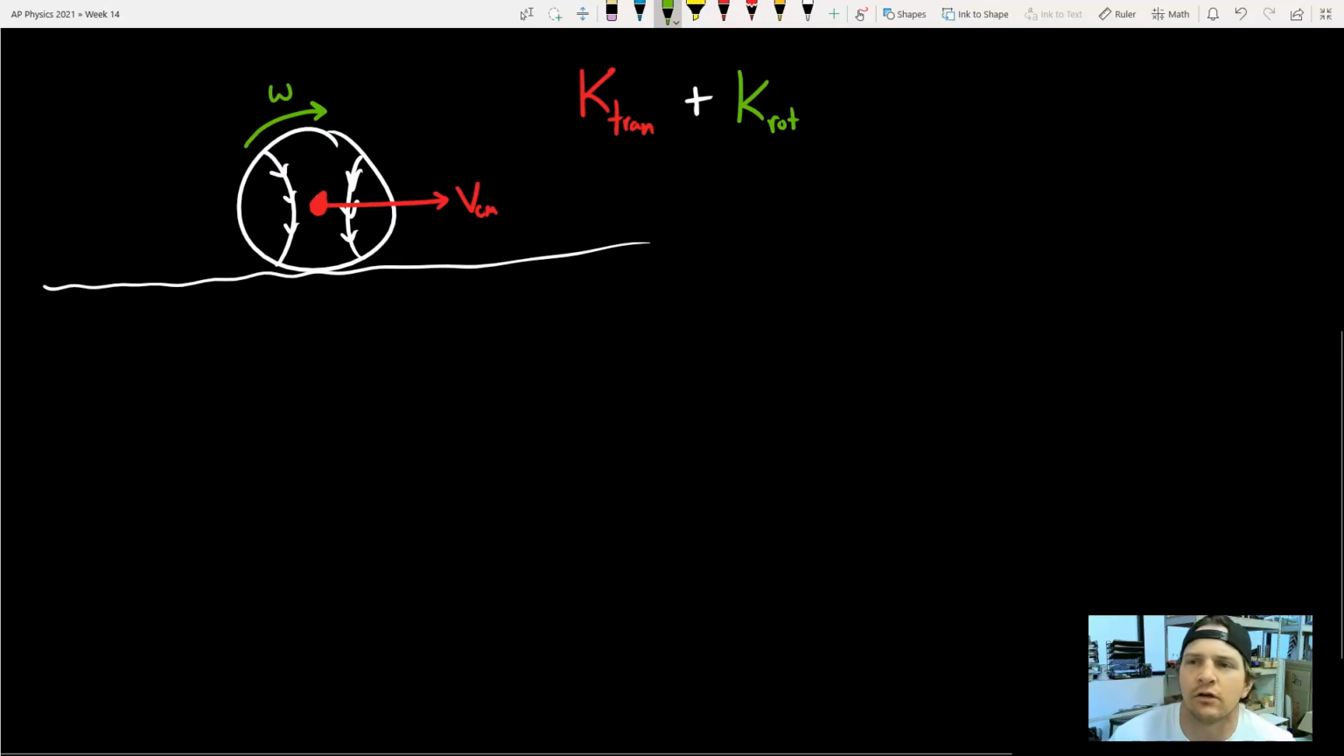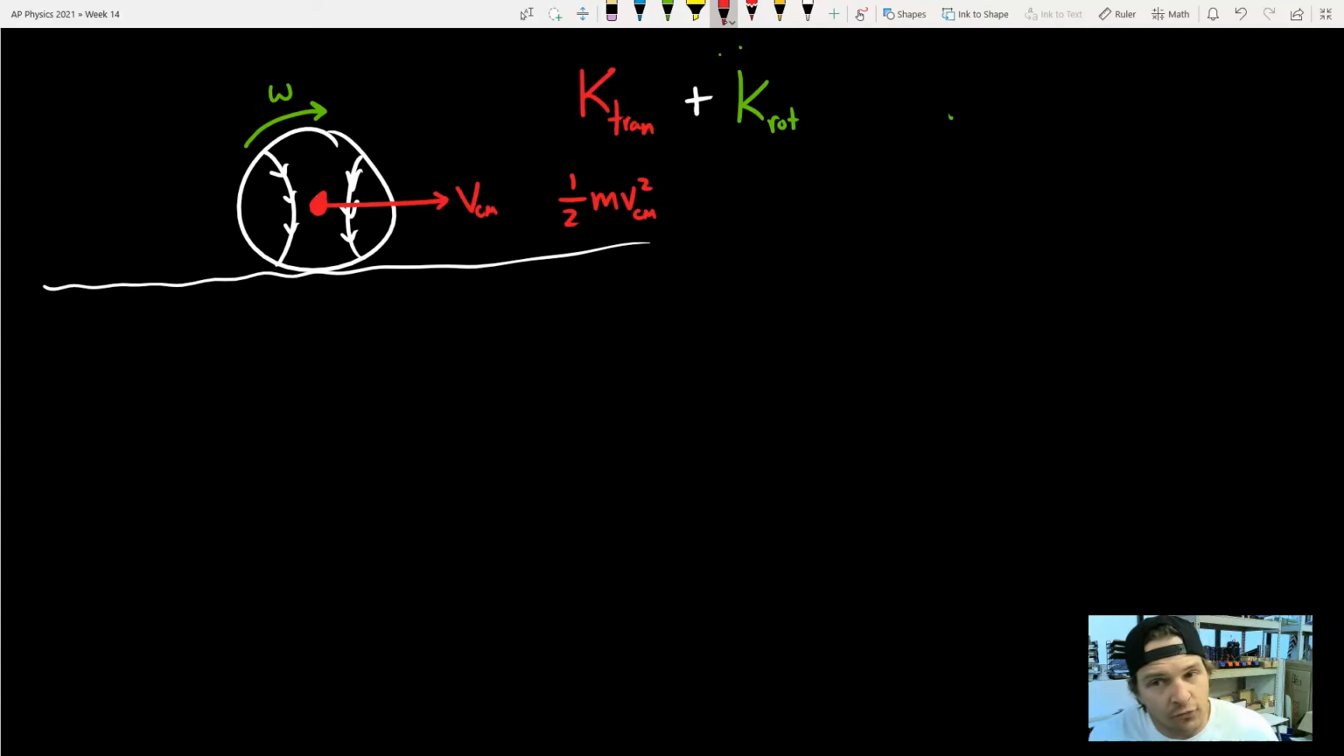Let's talk about the formulas for this. You have done plenty of conservation of energy problems where you've dealt with translational kinetic energy. Okay, that is the formula for translational kinetic energy. We have 1/2 the mass of the thing that's moving times the speed of that center of mass squared, or velocity squared. Doesn't matter because it's getting squared, right?